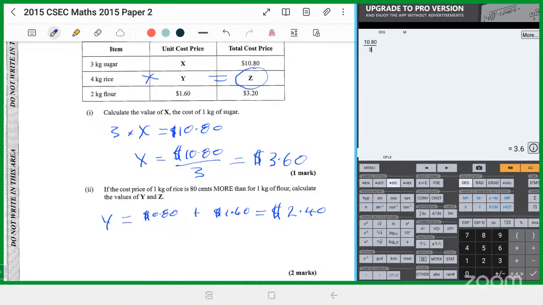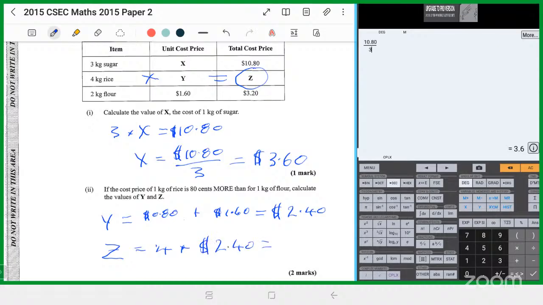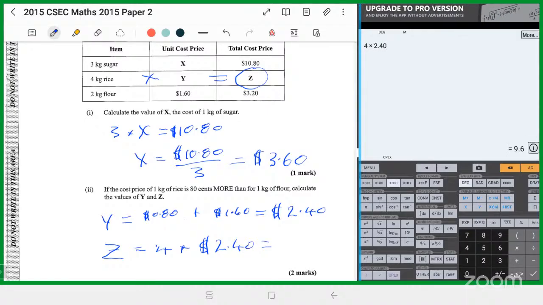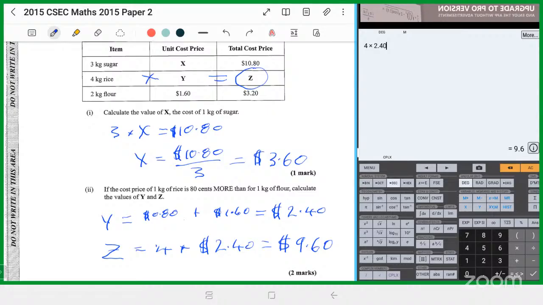So again, we'll set up like this. The Z that we want is now 4 kilograms of rice times the cost for 1 kilogram, which is $2.40. It's not complicated. So we're doing 4 times $2.40. We get 9.6, which is $9.60. So that is $9.60. So these are your two answers right here. Very good.